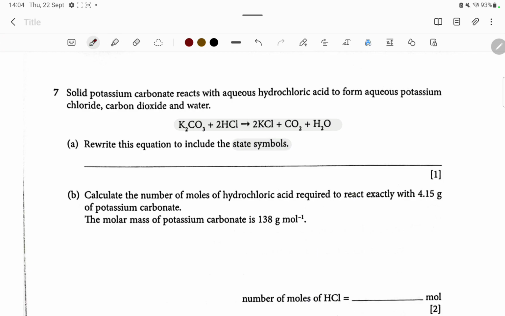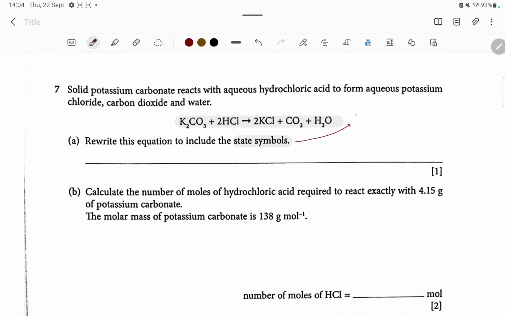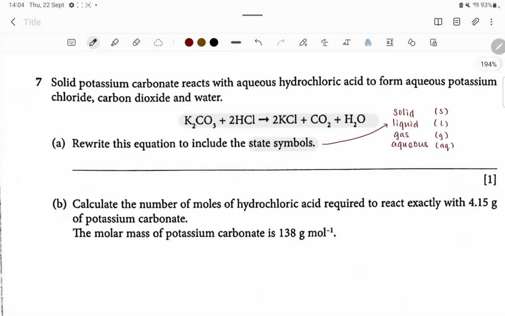So you need to add the state symbols. State symbols, you have 4. Solid, liquid, gas, and aqueous. So solid is S, liquid L, gas G, aqueous AQ. Okay. K2CO3, this one should be aqueous. No, sorry. This one they already tell solid.